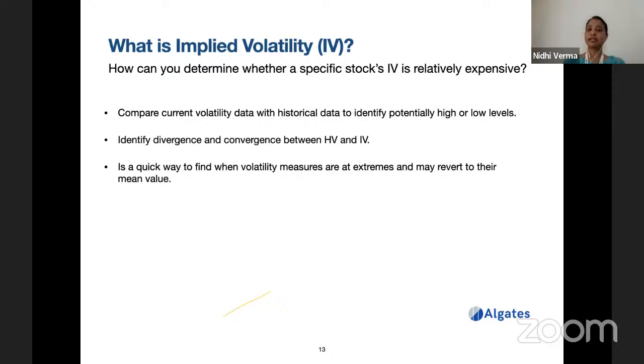Another important point here is that volatility is considered the most mean reverting concept in finance. It will tend to move towards a particular mean. It will have a value which will be a mean, and it will try to move towards that. When it goes very high, it will try to come back to that level. When it goes very low, it will also try to come back to that level.